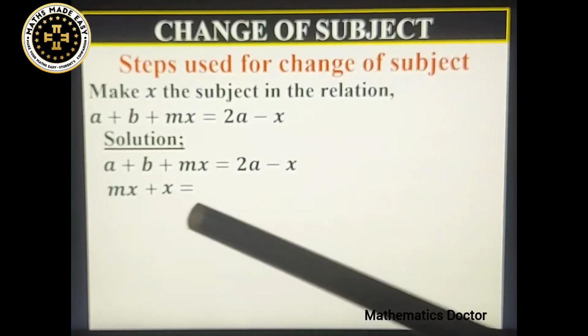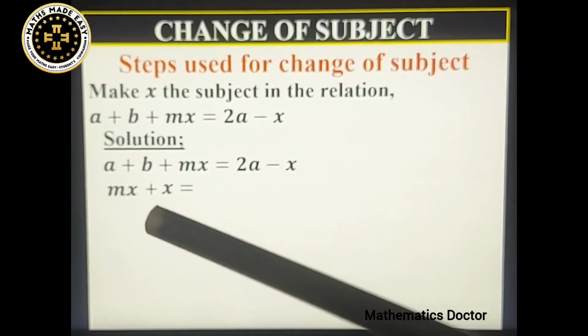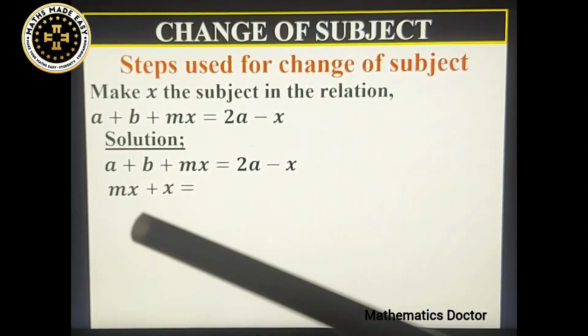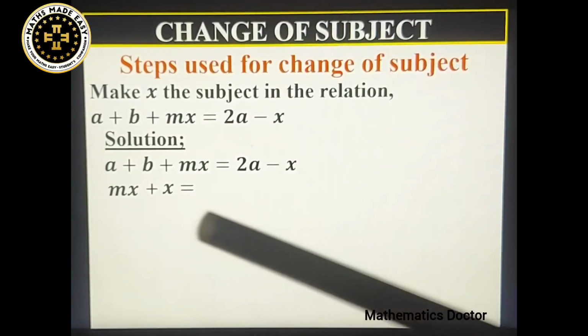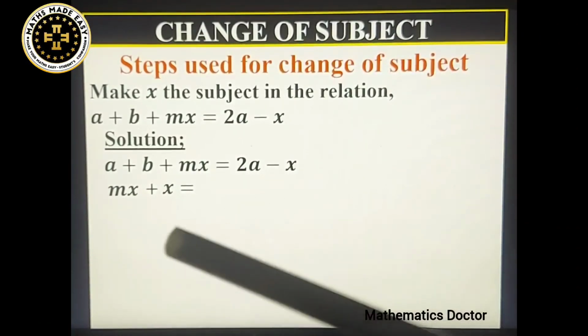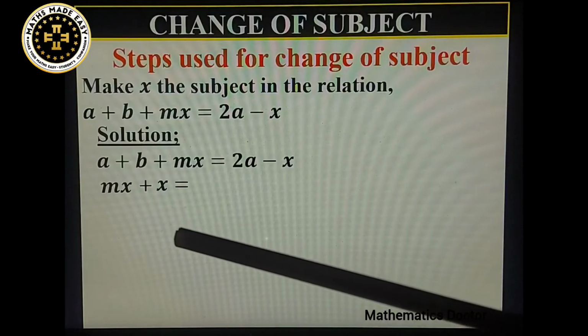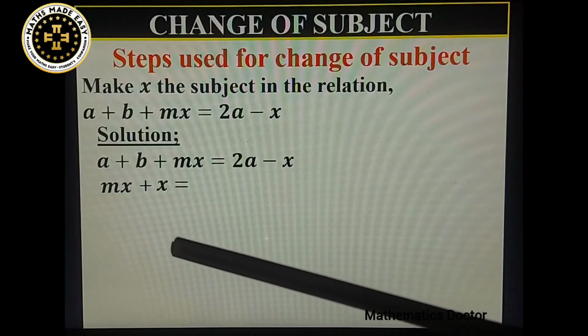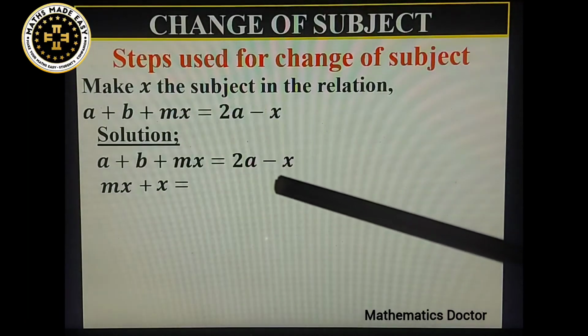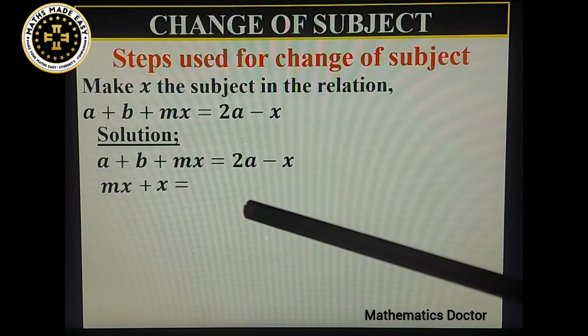Once you've been able to group all the terms containing the variable at one side of the equal sign, I prefer the left-hand side. You can also use the right-hand side. Once you've grouped them at one side, you can close it up with the equal sign. And then the rest of the terms that are not having the variable to be made a subject, you group all of them to the other side. So this time it will be at the right-hand side.